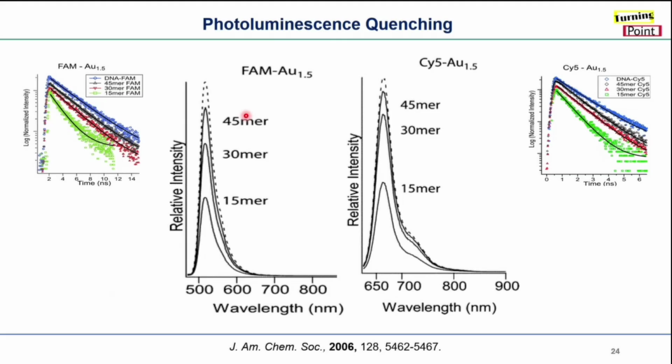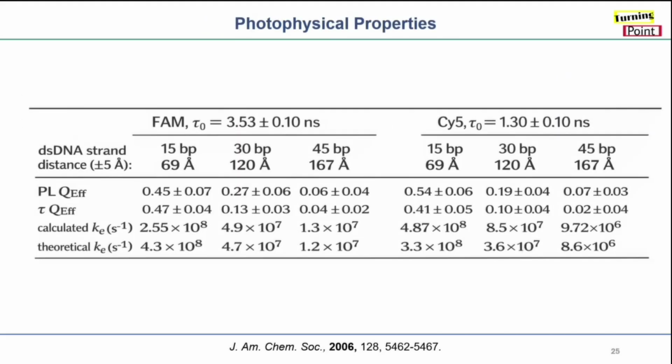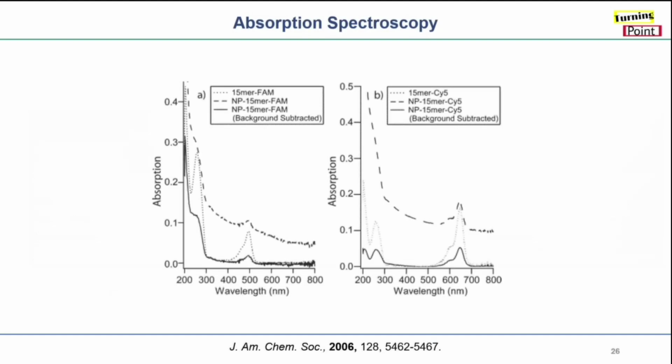We can see the decrease in the intensity as we decrease the distance from the 45 mer to the 15 mer. And the photophysical properties further support these studies, where the photoluminescence quenching and the lifetime quenching efficiencies relate to the 15 base pairs. And finally, to prove that it is following a non-radiative pathway, not a radiative pathway, they did the absorption spectroscopy to prove this mechanism is entirely a non-radiative pathway.